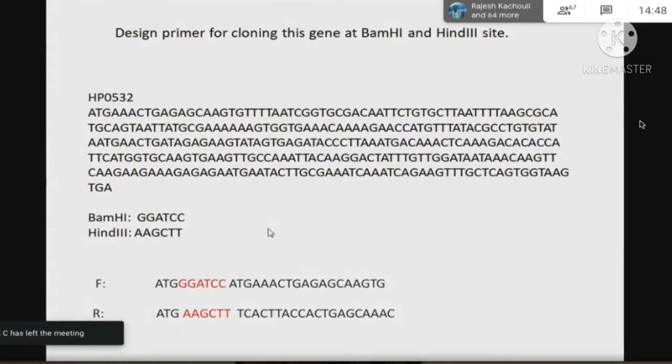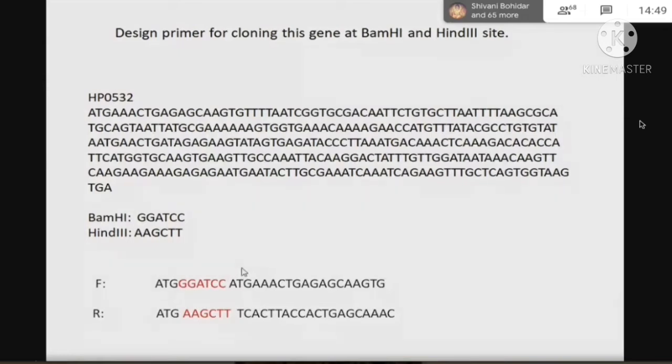Since we have to clone our gene, how can we add our restriction sites at the terminal ends of the gene? For that, we add these restriction sites: BamHI restriction site in the forward primer and HindIII in the reverse primer. And this is complementary to this. Now, why have we added this extra ATG here, ATG here? We can add any nucleotides, AAA, TTT, CCG, any 3-4 nucleotides we add.